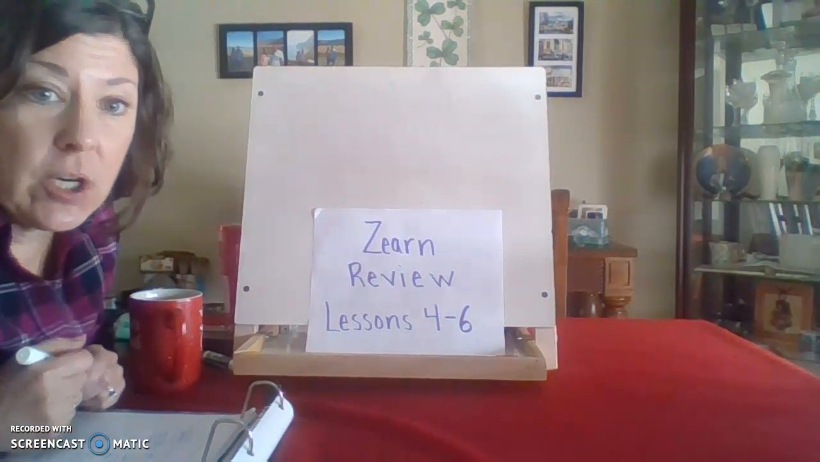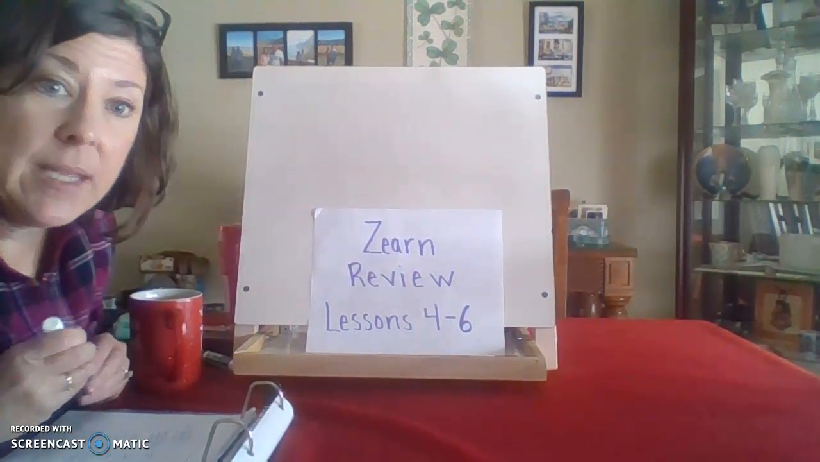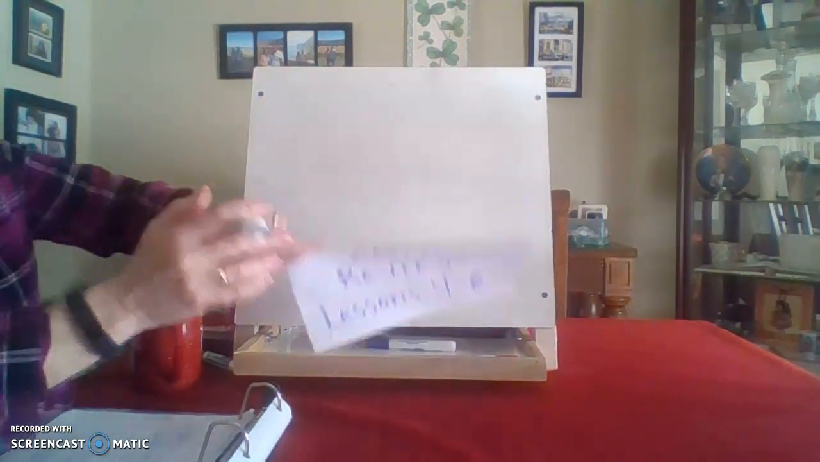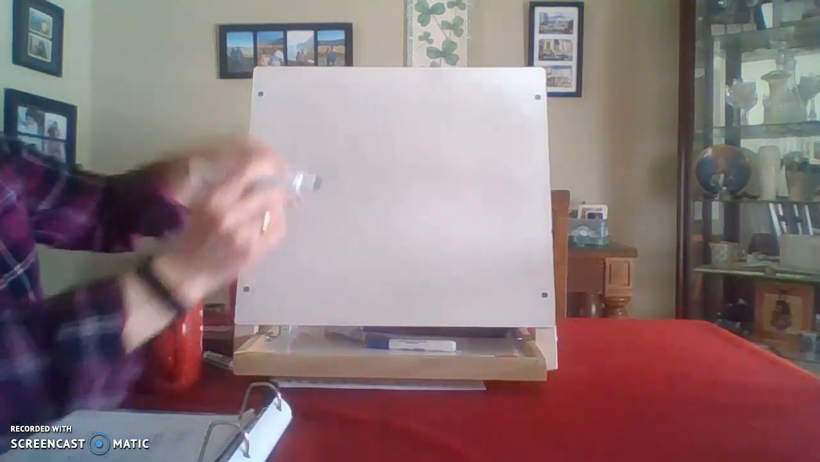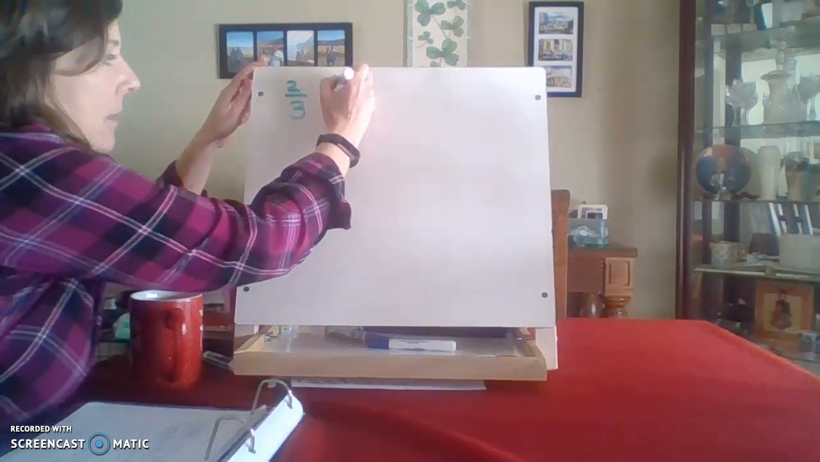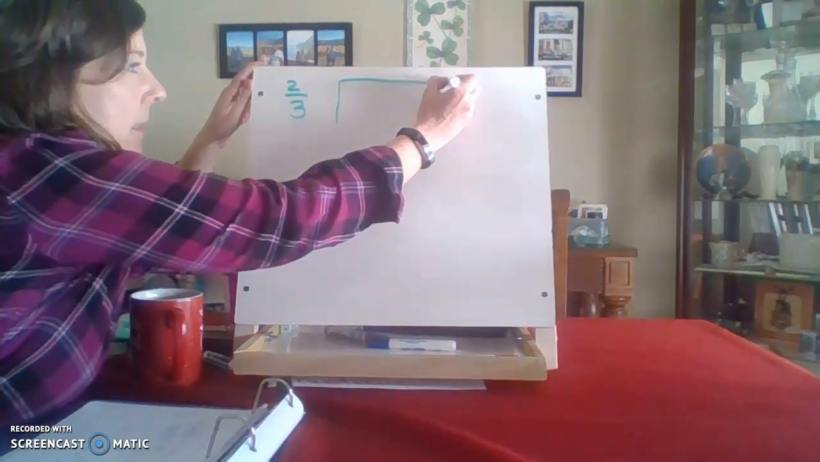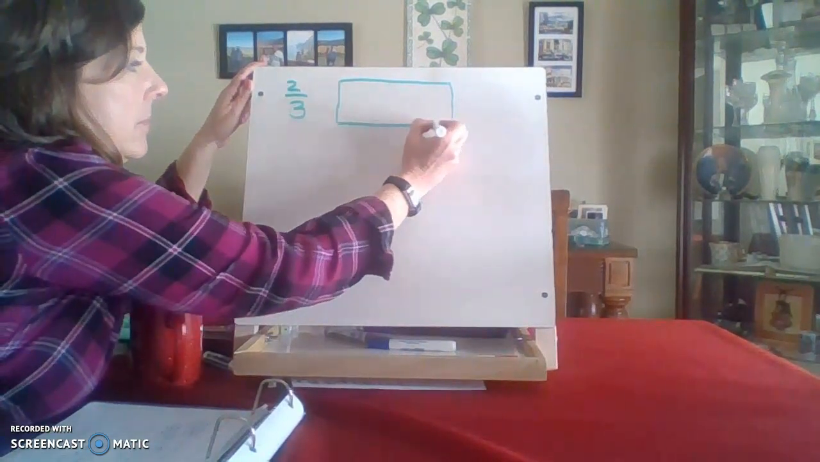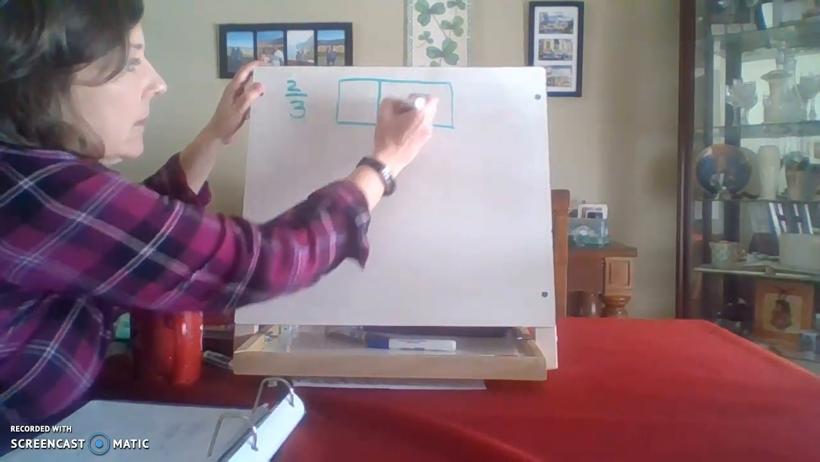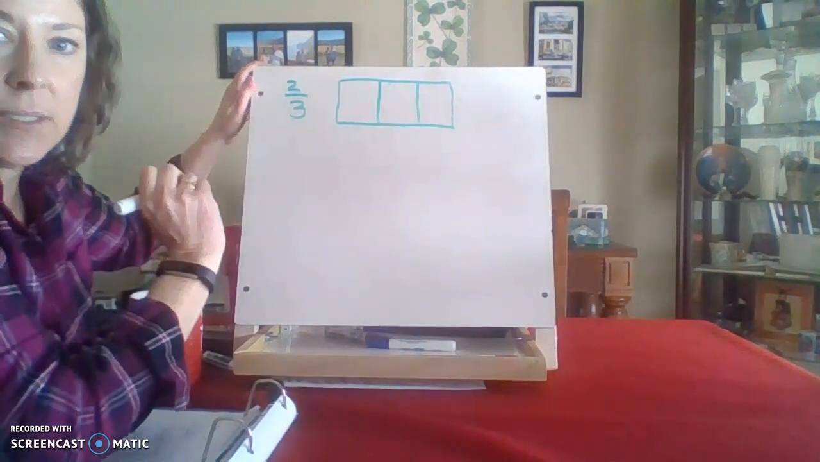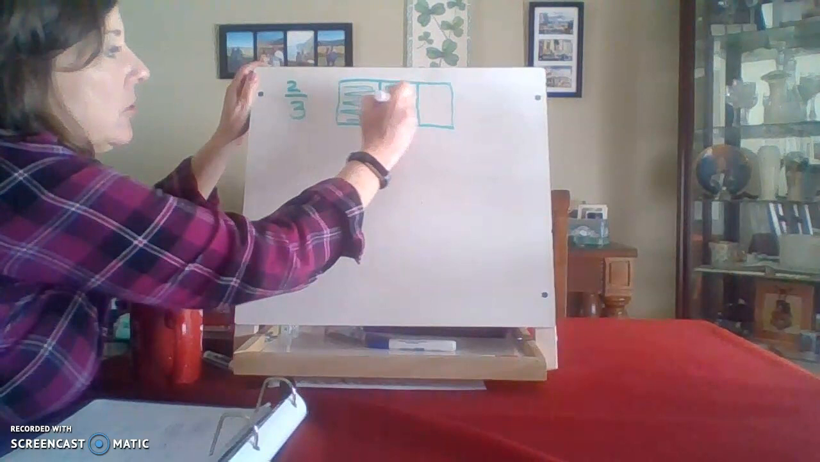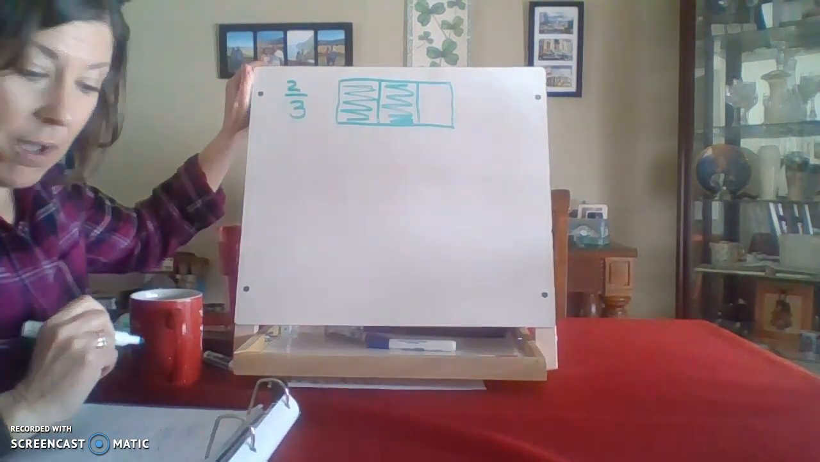I want you to start by drawing a tape diagram that represents 2/3. Here's my tape diagram right here. I'm doing my best to partition it into equal parts. And because I'm representing 2/3, I'm going to shade in 2 of my thirds.